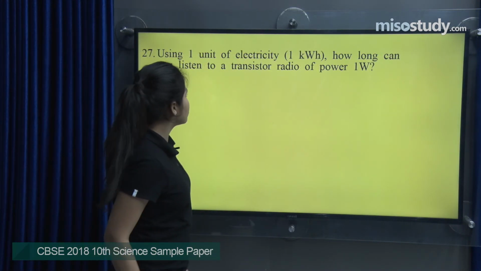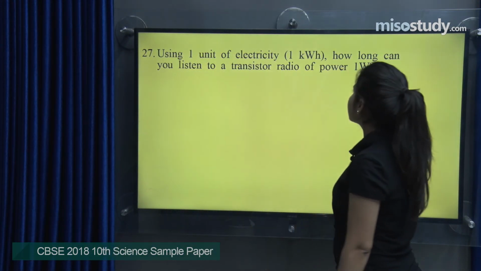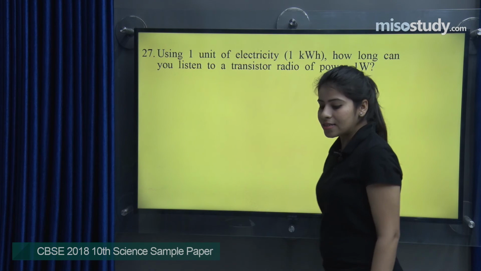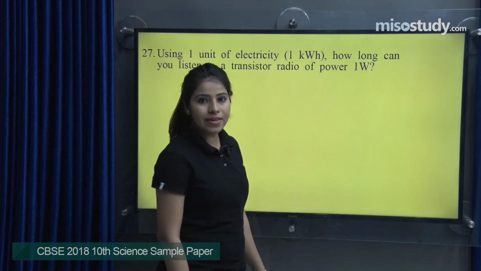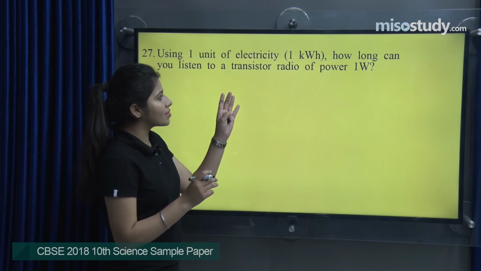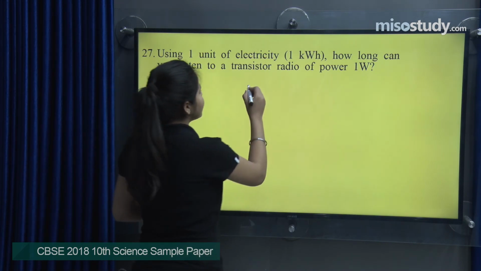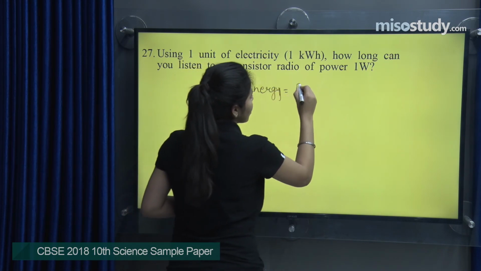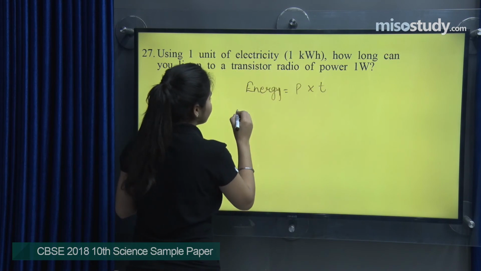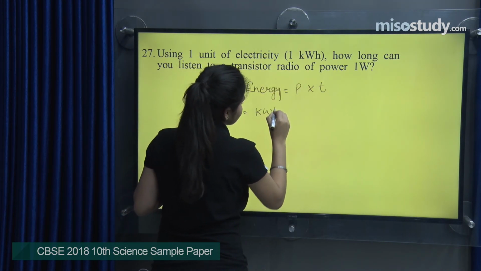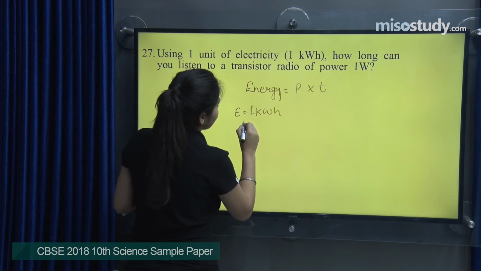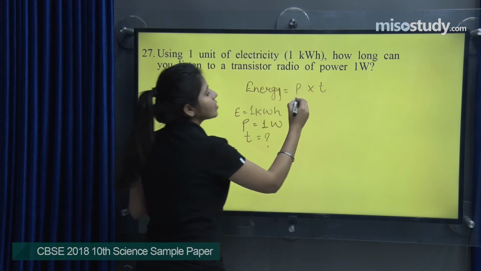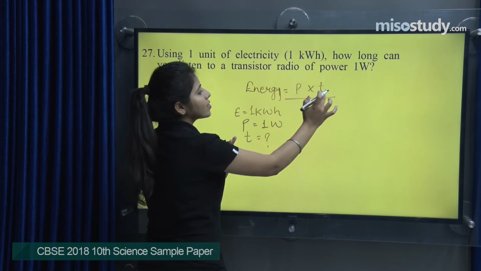It has been given: using 1 unit of electricity, 1 kilowatt hour, how long can you listen to a transistor radio of power 1 watt? Since it is a 2 marks question and it is a thinking based question, we just have to apply our thinking, and we know the formula that energy equals power into time. We have been given energy. Energy is 1 kilowatt hour. We have been given power and we have to find the time. This is a simple relation, and we have to find time here.